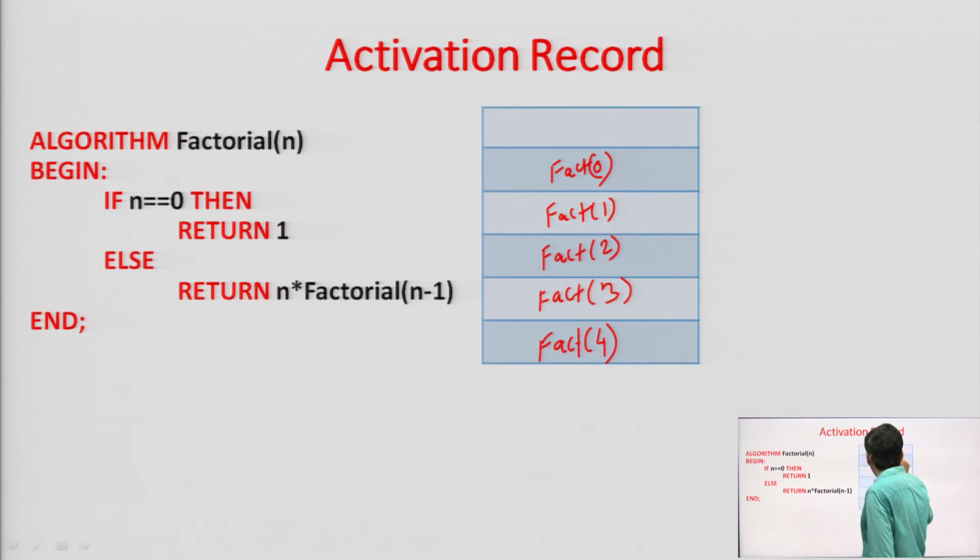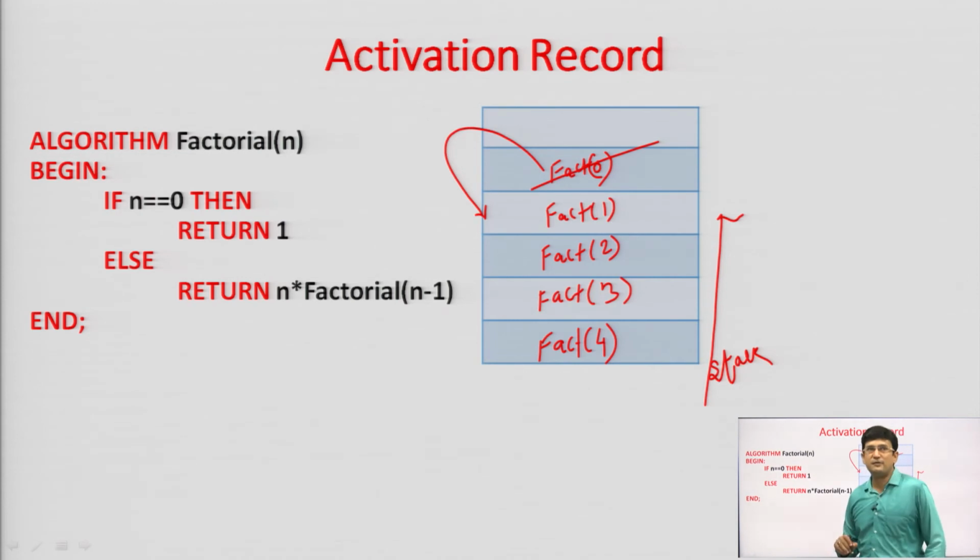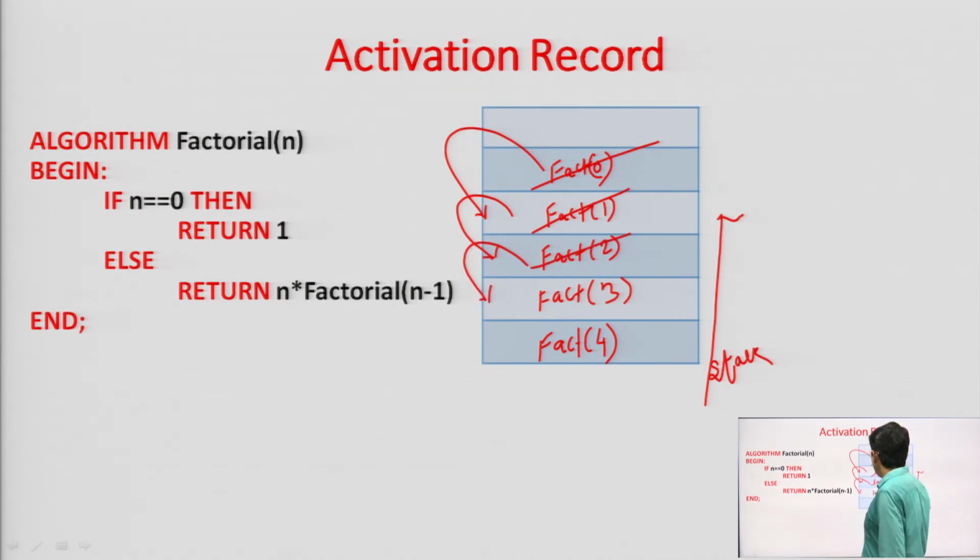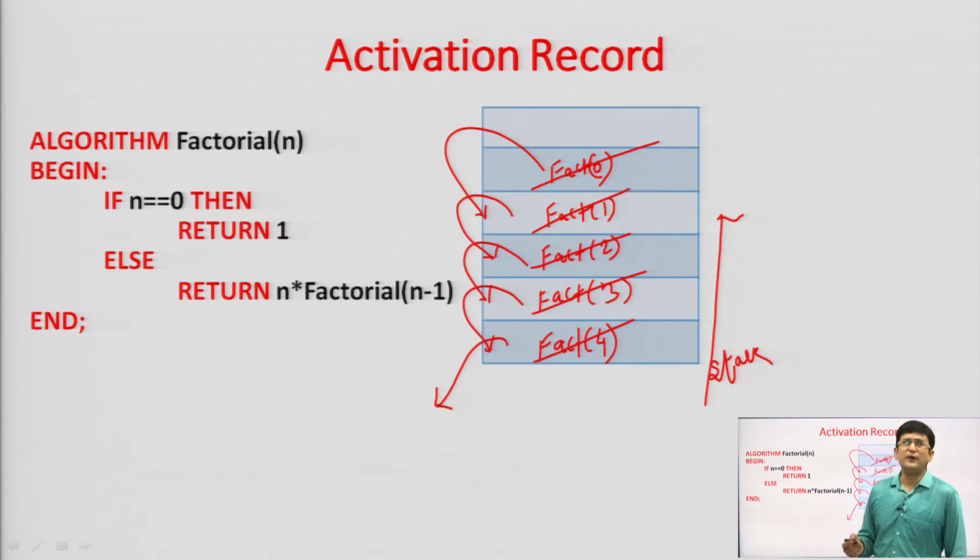So, these are the activation records created in the stack region. They are pushed one by one, and when we return, we pop the activation record. So, first the activation record of factorial 0 is popped, it will be returning the value to factorial 1, and then this will be returning the value to factorial 2. So, this will be popped, this will be returning the value to factorial 3, this will be popped, this will be returning the factorial value to factorial 4, and this will be popped, and finally factorial 4 will be returning the value to the main function or the function calling this.